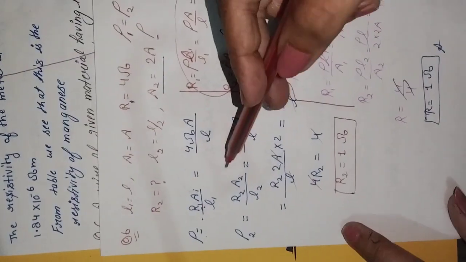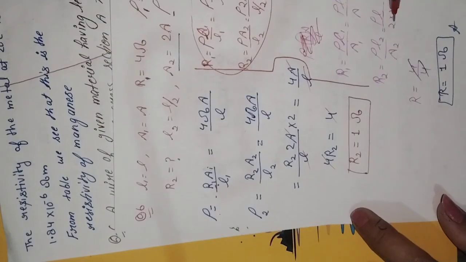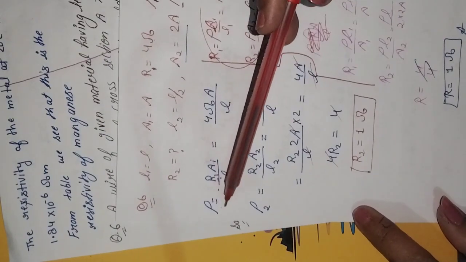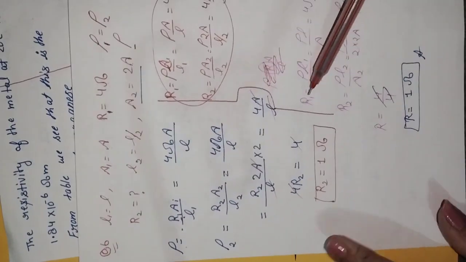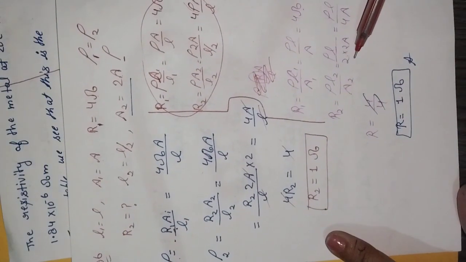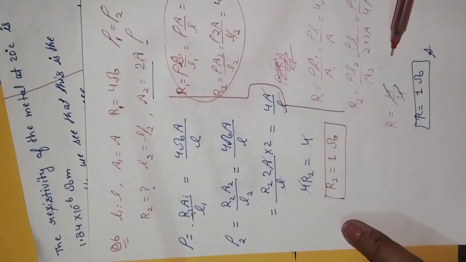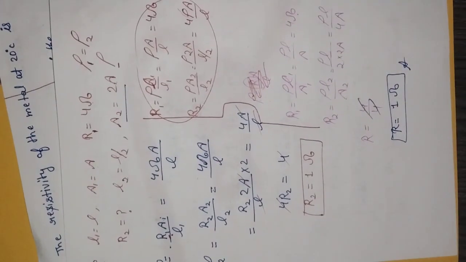Whichever of the two methods you understand, you can do it that way, by this method or by this method. Here we apply the formula of resistivity. Here first we make the formula of resistance from resistivity, then we put the values. So you can directly put the values here, then calculate, or use this method. Whichever method you find easy, you can do it that way.